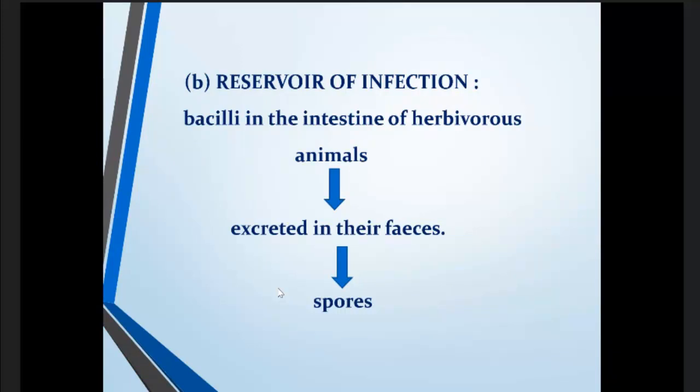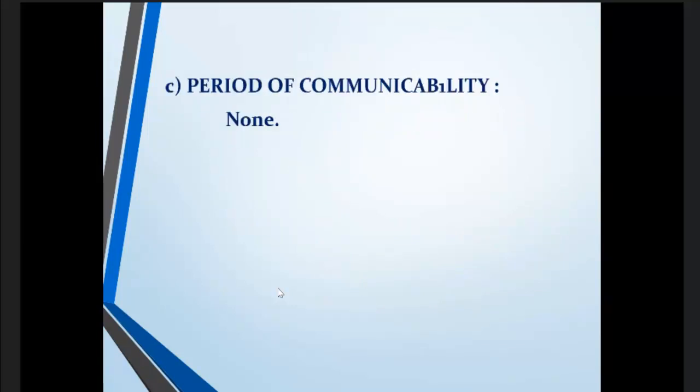So the disease is transmitted mainly from animals to human beings. That's why when you are asked about the period of communicability, there is no period of communicability, because there is no man-to-man transmission of the disease.